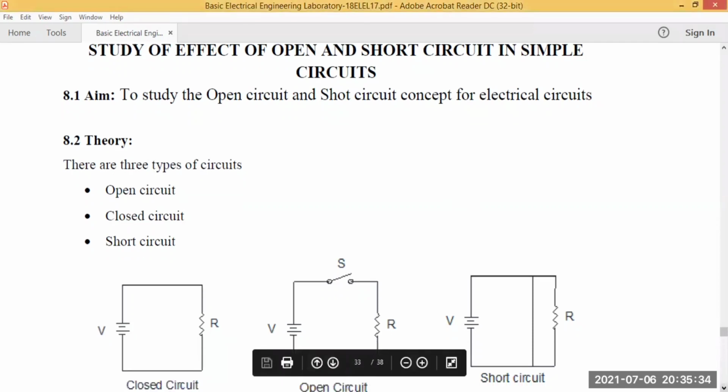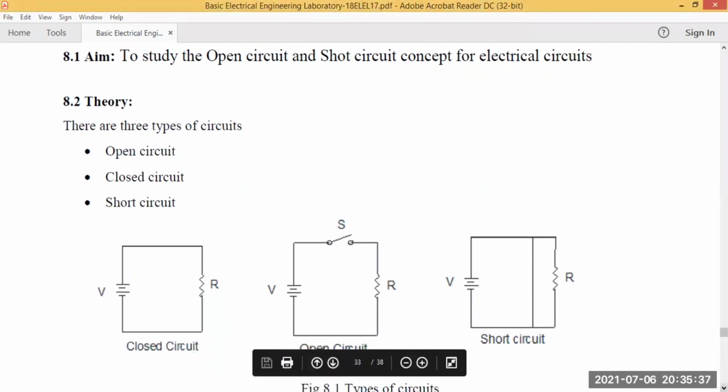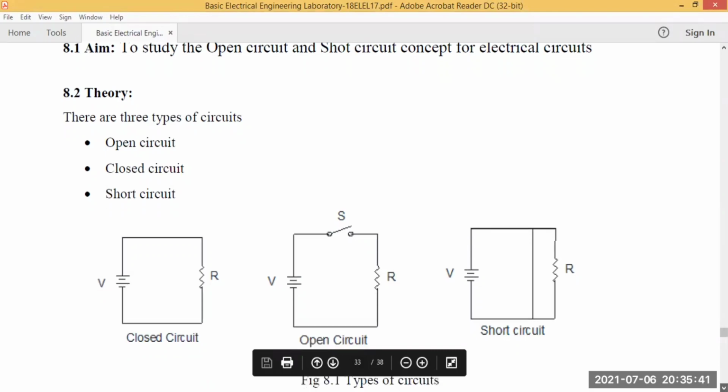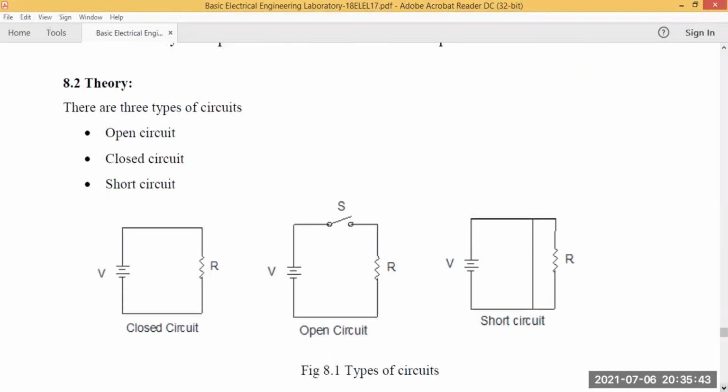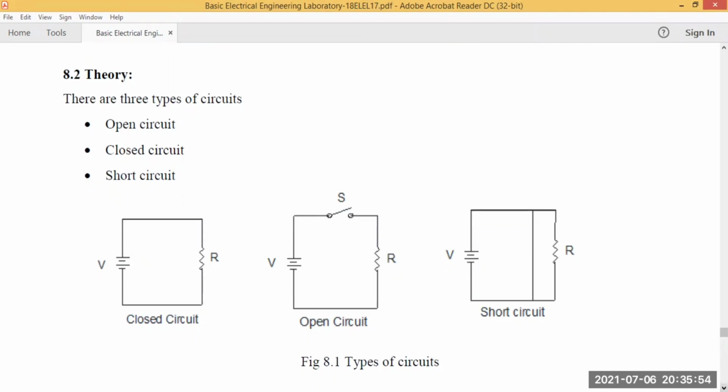So here there is one closed circuit. The circuit is closed with a resistive load, and the open circuit is opened with a switch. The short circuit we can make by shorting across the resistance. These are the types of circuits available.